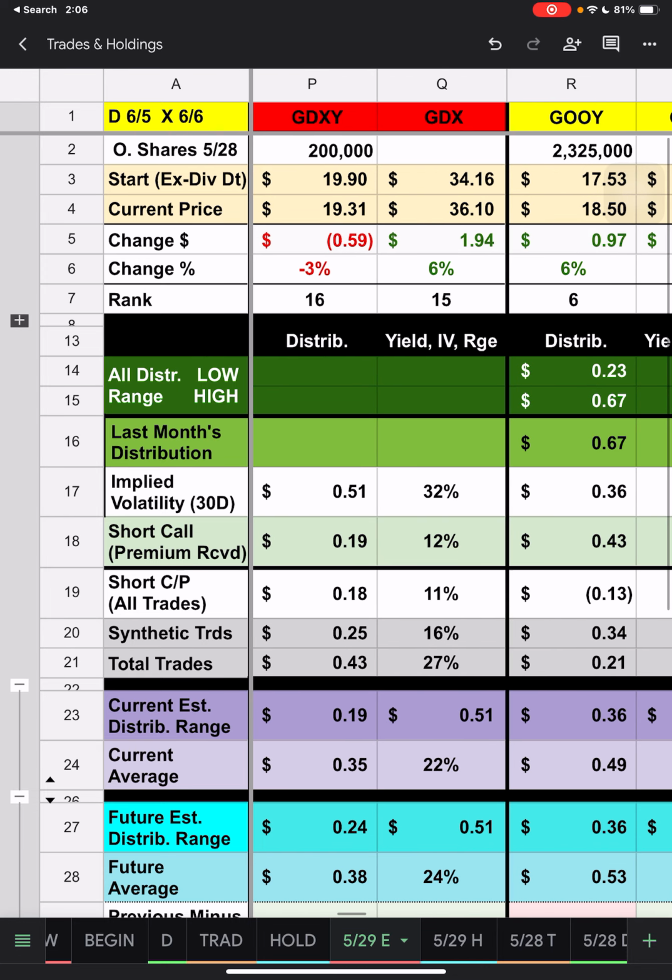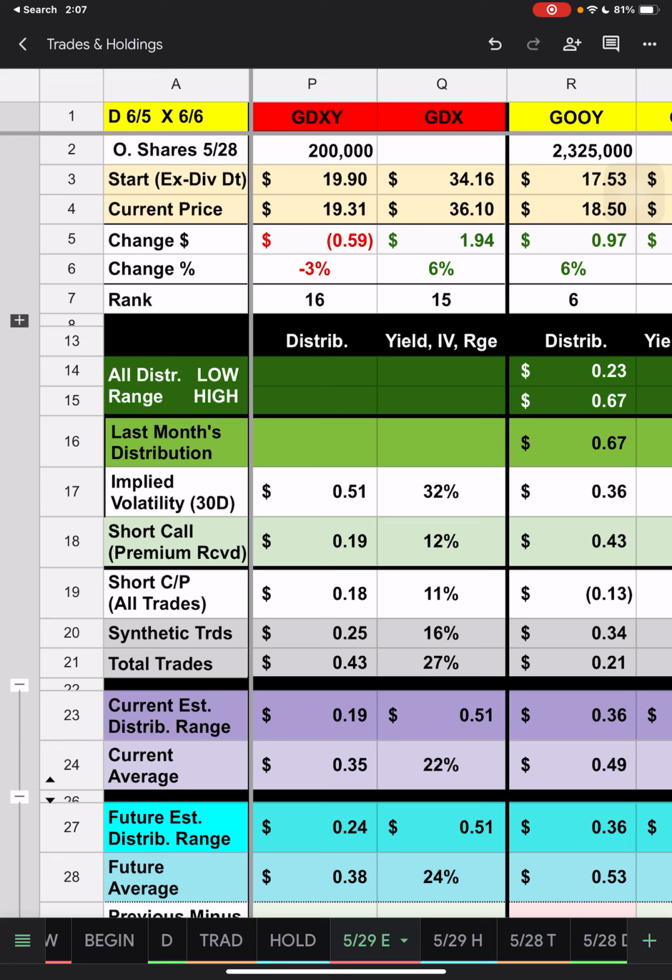So GDXY, it's brand new, so it wouldn't have a distribution just yet. But I went ahead and added some of the data here. We can see so far since inception, and I believe this one was May 21st, the stock opened at inception at 1990, and it's at 1931. We're down 59 cents, or 3%.